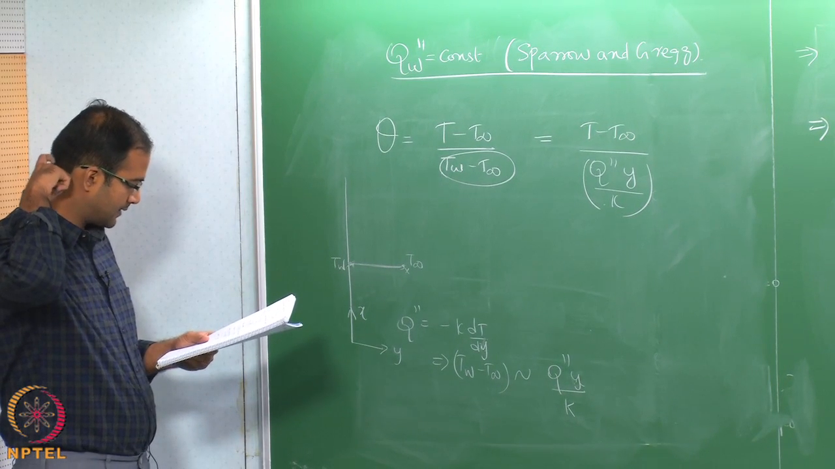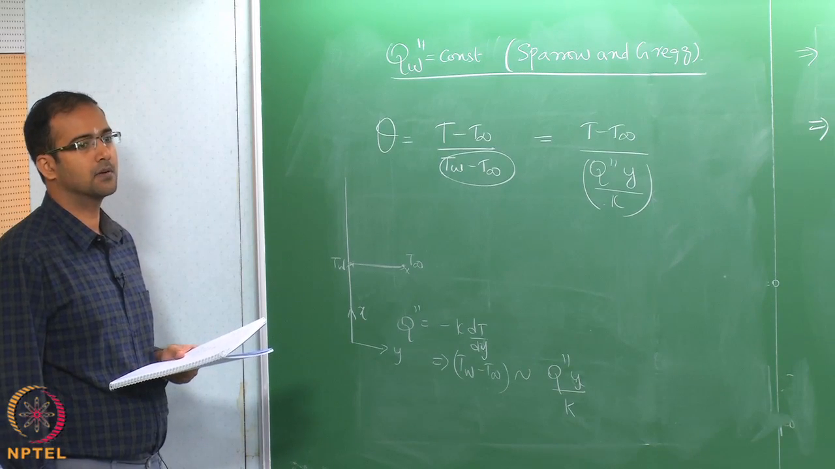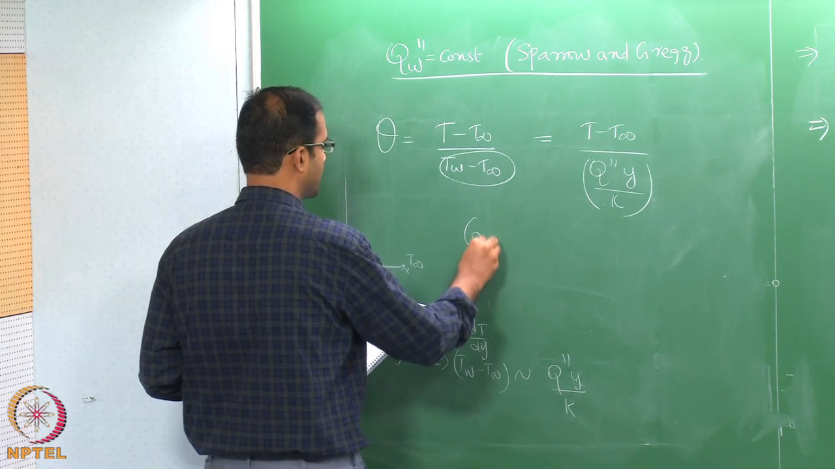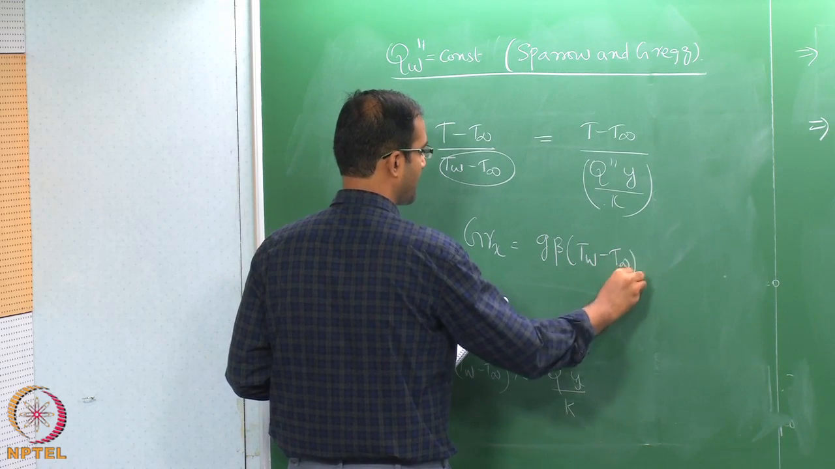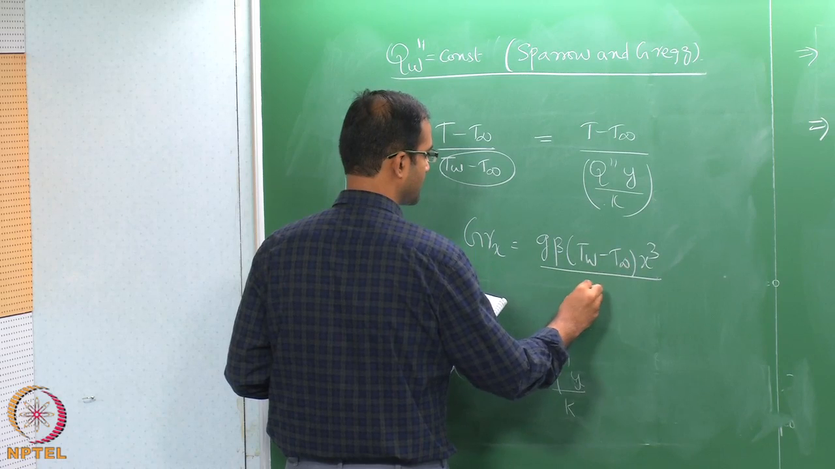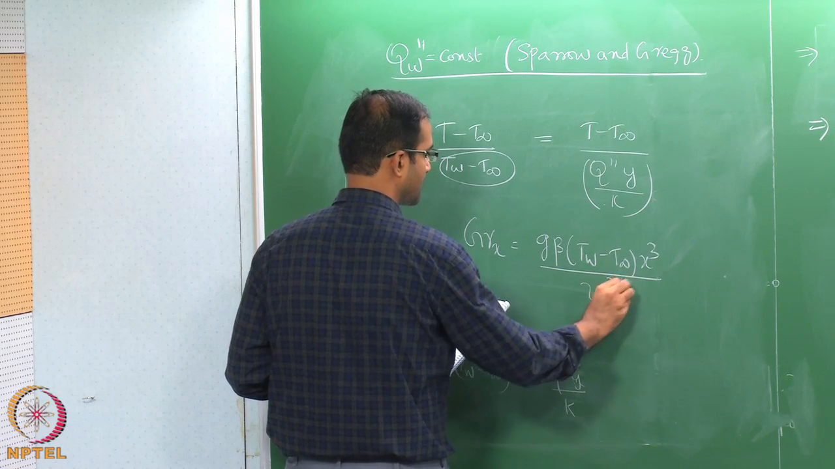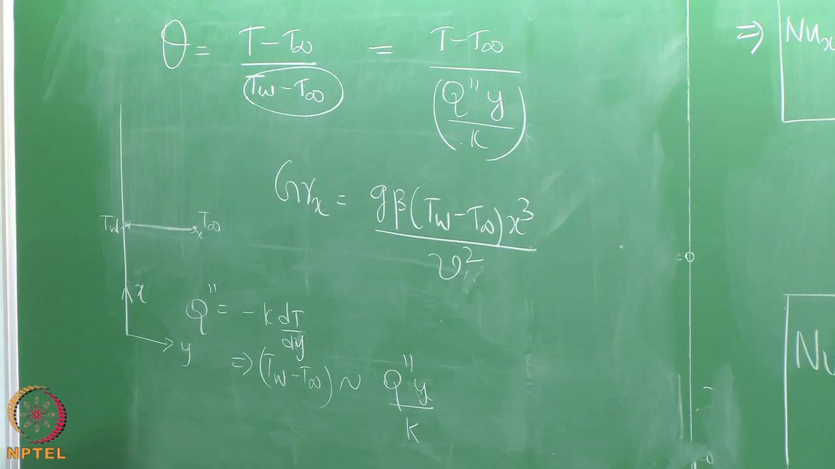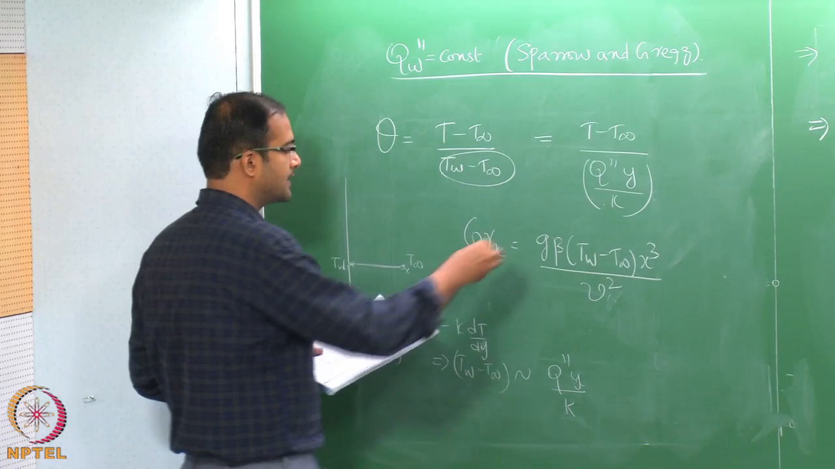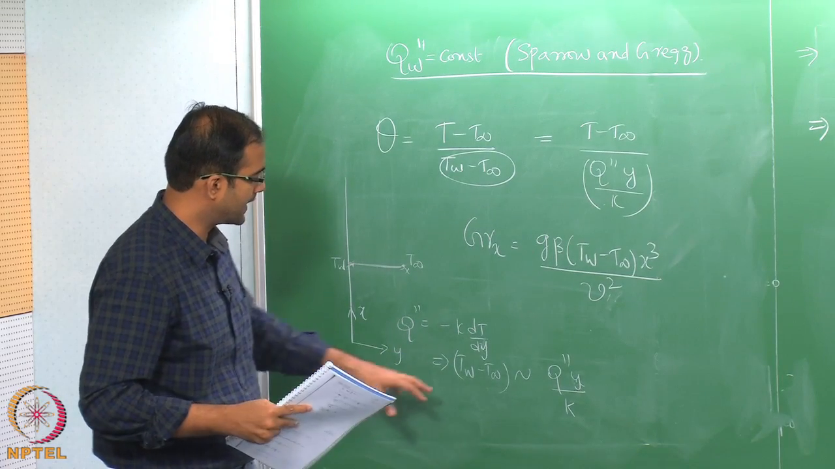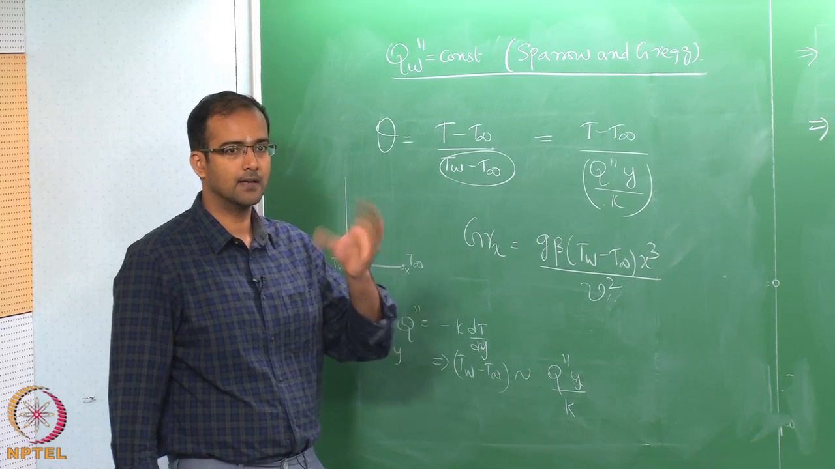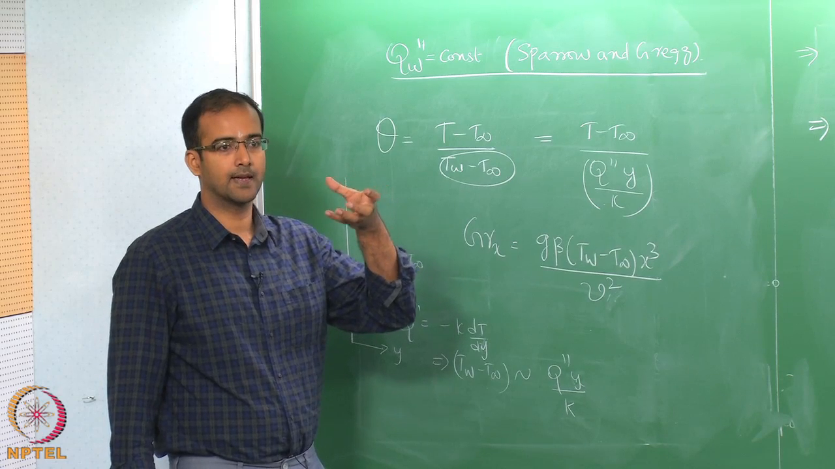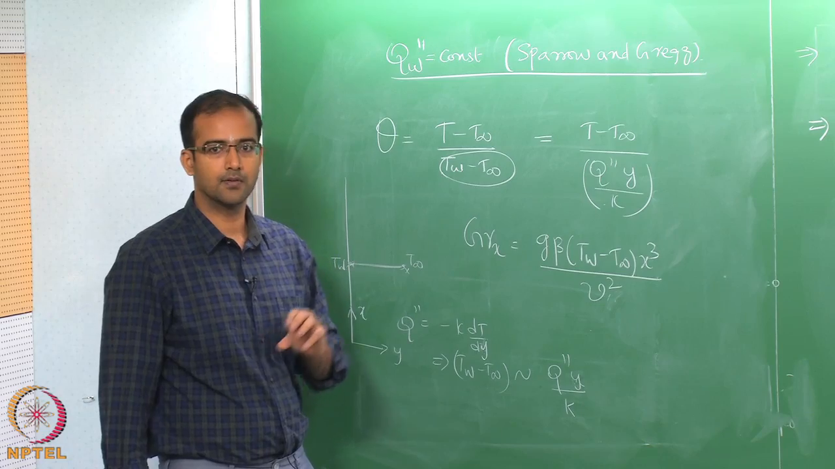Now we have to also find the right definition of Grashof number. Your conventional definition of Grashof number is also based on temperature differences. Now how do we convert this temperature difference into what is known to us in terms of heat flux? Again we will use a similar scaling. So we can simply write T wall minus T infinity as something like q double prime x by k. The order of magnitude of x and y are comparable now, so we will just interchange them.